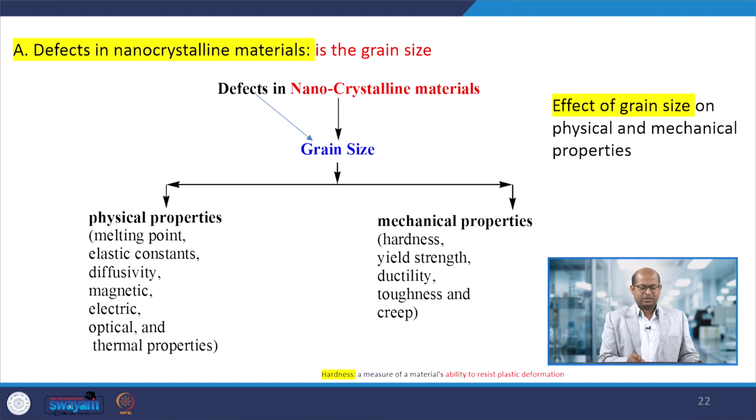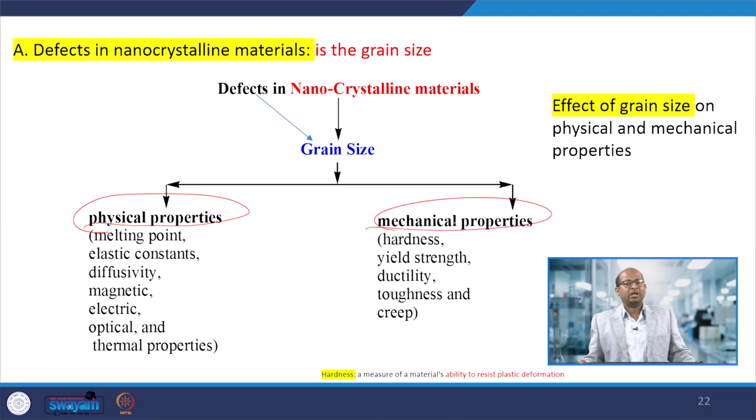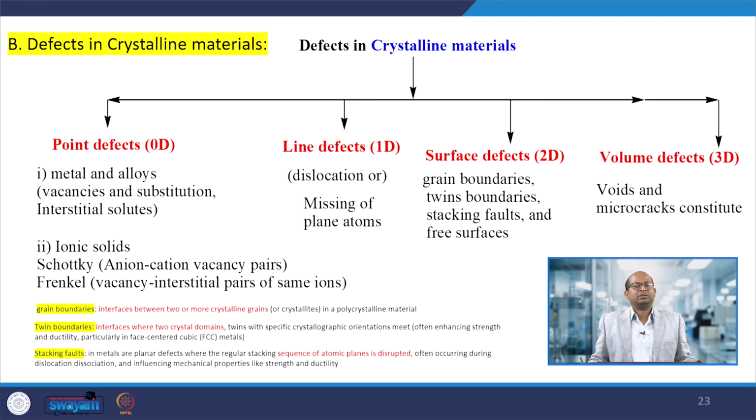This depends upon the crystalline size. As I said, this type of property will be affected depending upon the grain size of the nanocrystalline material. If we are able to change a larger grain size to a smaller grain size, then these common defects can be eliminated in the material.